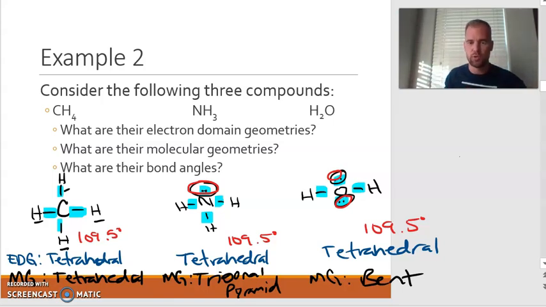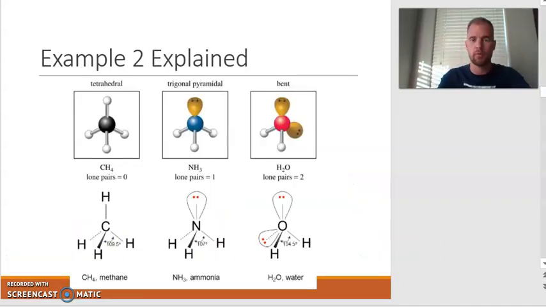So for these two right here, it would actually be less than 109.5. And so to sum up, on this screen right here, we actually have the work all done for us. We have our CH4, our NH3, and our H2O. Notice that all three of them have that same skeletal tetrahedral structure, right? But because each one has a different number of lone pairs, this is where we actually end up getting our different shapes. The tetrahedral for CH4, the trigonal pyramid for NH3, and the bent shape for water.